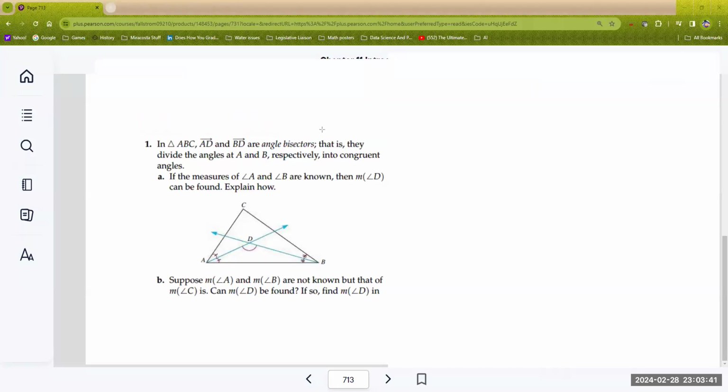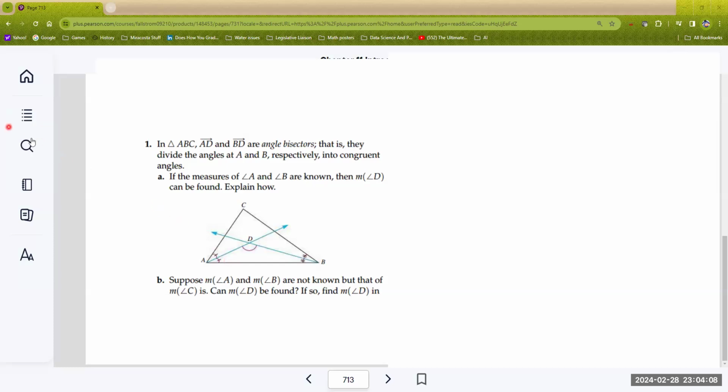All right. So we know that these are angle bisectors. Okay, so that means they just cut the angle in half perfectly. And it says if the measures of A and B are known, then the measure of angle D can be found. Explain how. Well, remember, if you know what angle A is, then you know what each of the two smaller pieces are because it just cuts it in half.